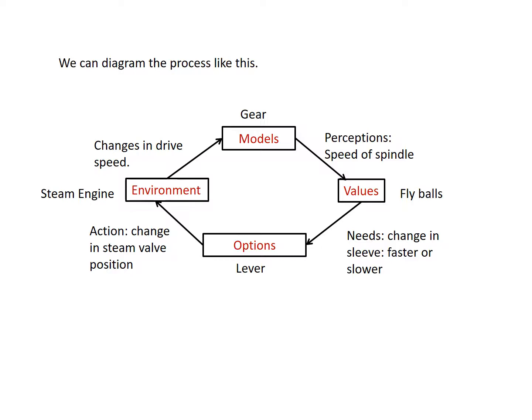A change in the steam valve position is translated by the steam engine into changes in drive speed. The gear translates the changes in drive speed into perceptions, or the speed of the spindle. And the fly balls then translate the speed of the spindle into a change in the sleeve, faster or slower. And the lever then translates that evaluation into a change in the steam valve position.